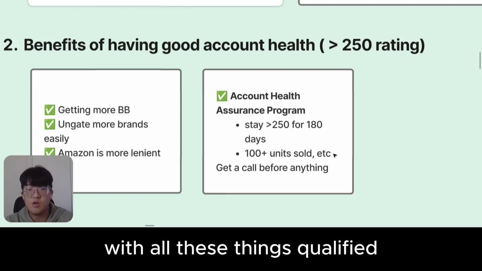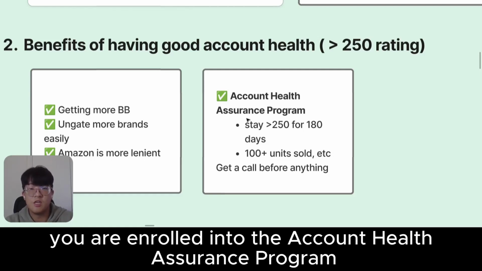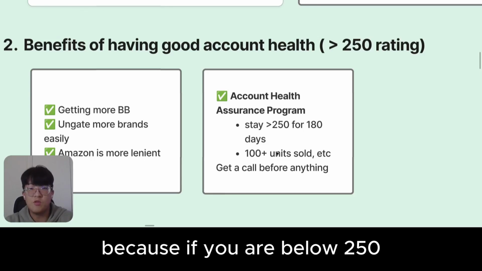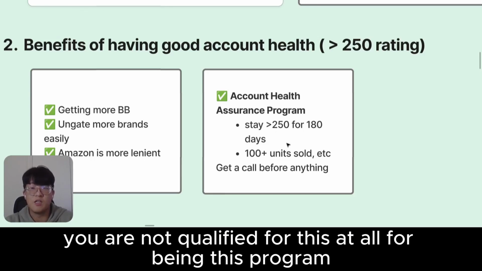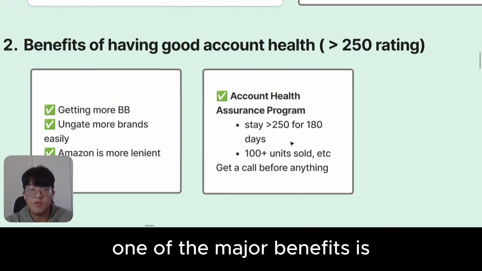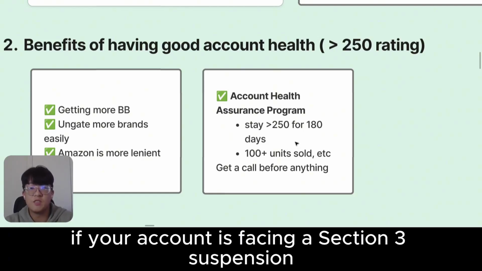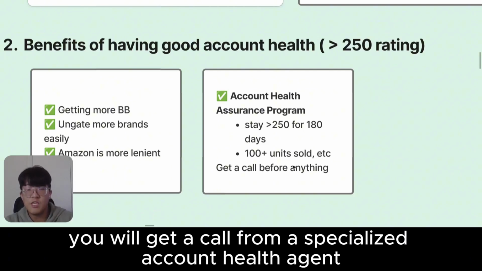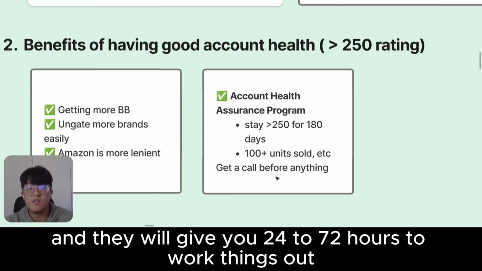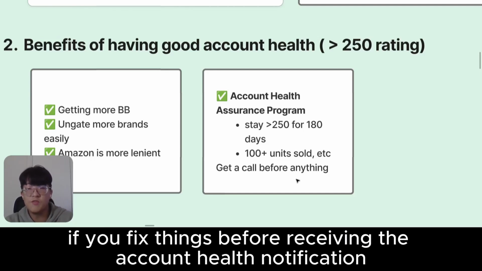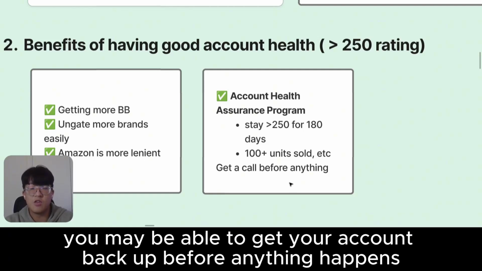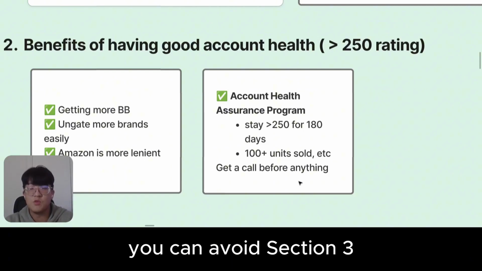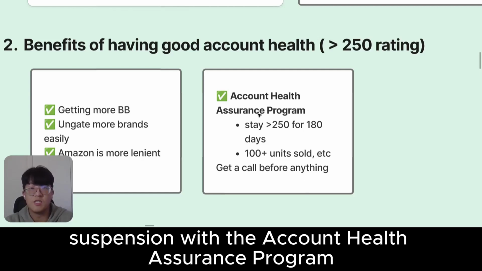With all these things qualified, you are enrolled into the Account Health Assurance Program, because if you are below 250, you are not qualified for this at all. One of the major benefits of this program is that if your account is facing a Section 3 suspension account review, you will get a call from a specialized account health agent before you get that notice, and they will give you 24 to 72 hours to work things out, to fix things. If you fix things before receiving the account health notification, you may be able to get your account back up before anything happens. You can avoid a Section 3 suspension with the Account Health Assurance Program.